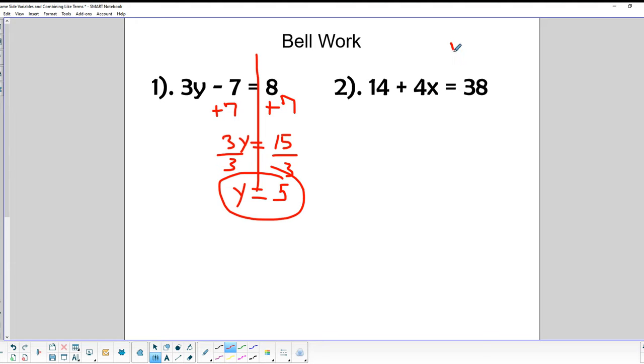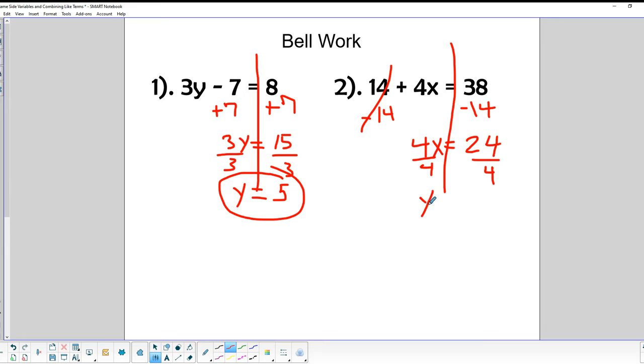Okay, this next one, make our Great Wall of China. And we've got a 14 way over on the left side of the x term, so we're going to subtract 14 for starters. Remember, we have to undo additions and subtractions first. So we bring down the 4x, we know this cancels, and 38 minus 14 equals 24. At that point, this is going to be easy from here on out because we just have to divide 24 by 4. So we end up with x equals 6 for our second review question from yesterday's assignment.